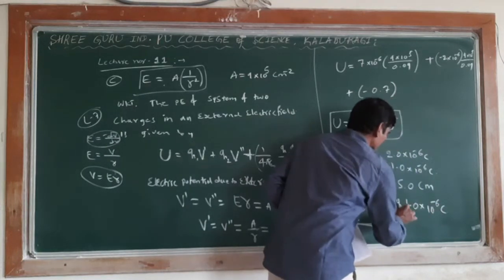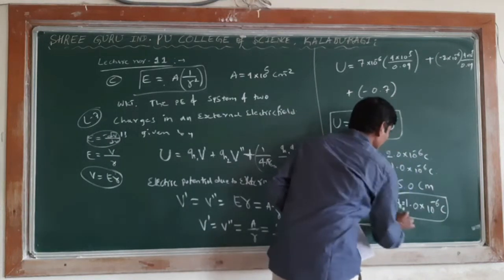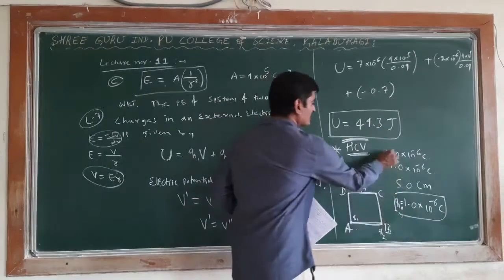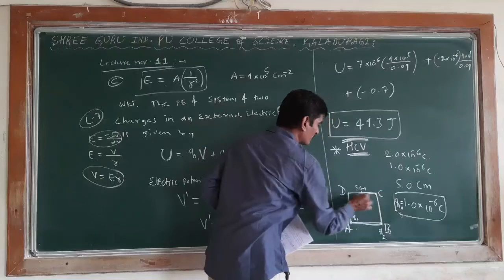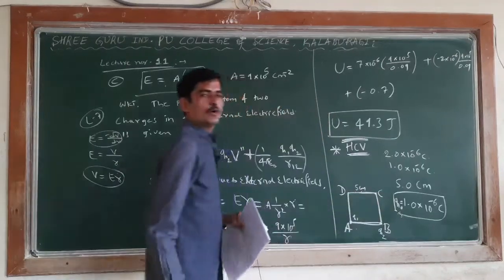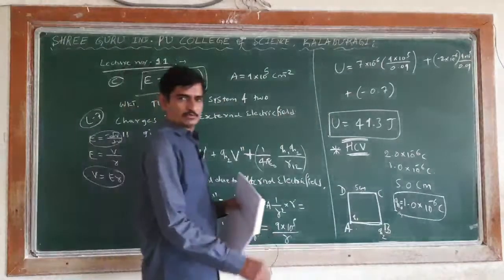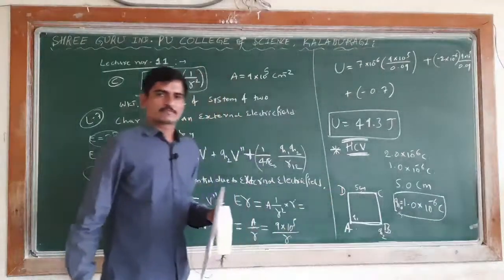This is the test charge, and these two are the source charges. This charge Q0 has to be moved from C to D. Then what is the work done? You solve on your own, then it will be good.